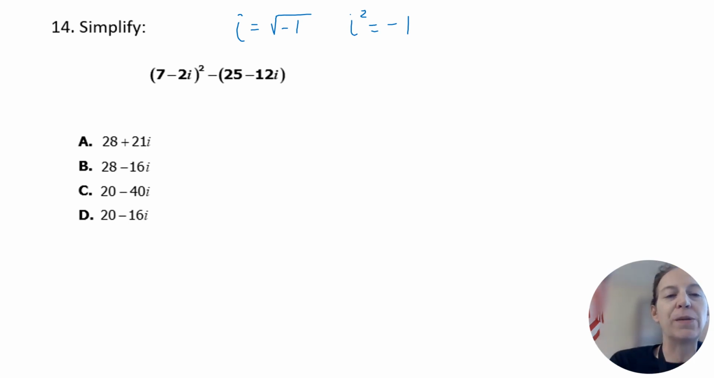Which one of those you use depends on the problem. If you're simplifying a square root, you're probably going to use the definition on the left. If you are doing a problem like this with imaginary numbers, you're probably going to use the definition on the right.